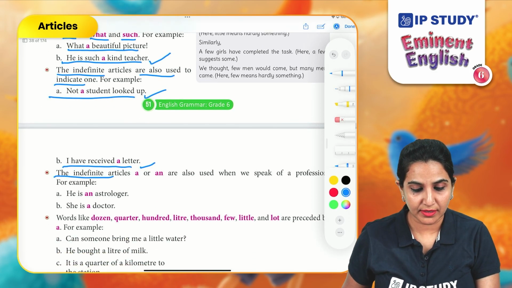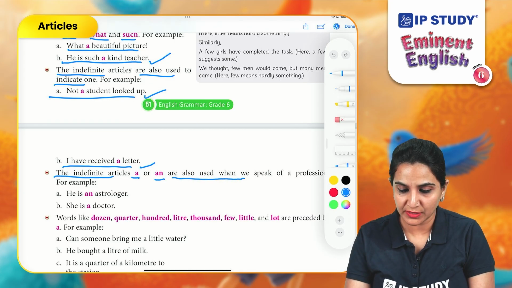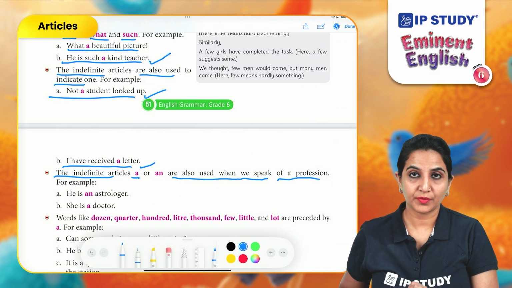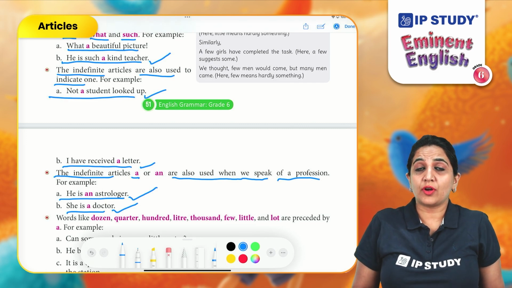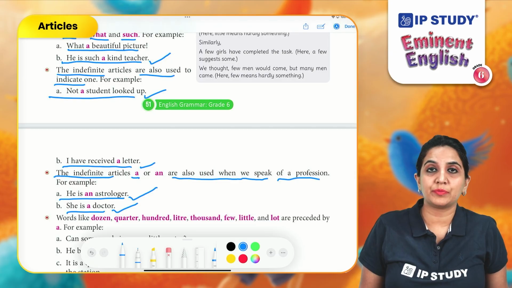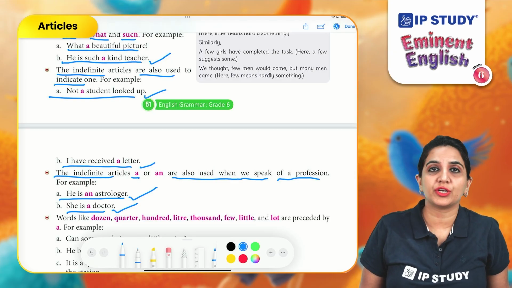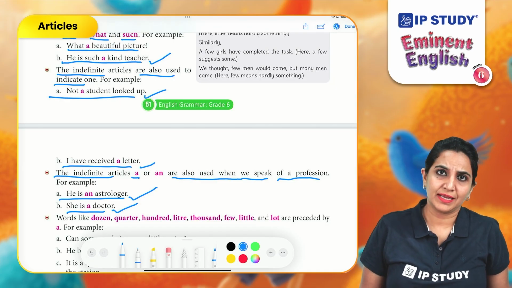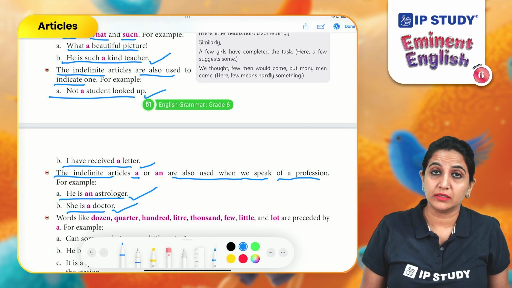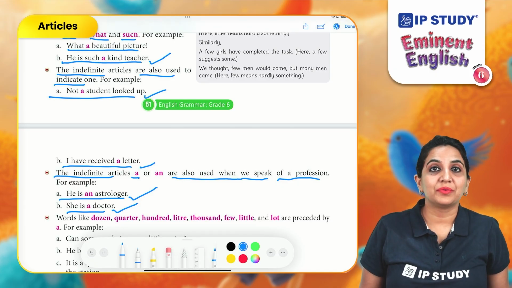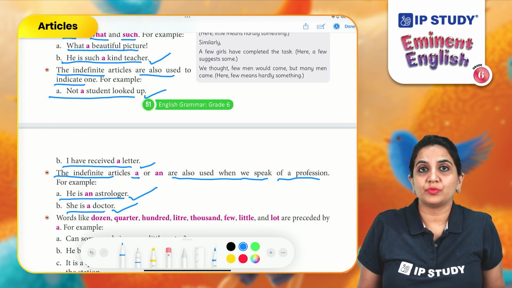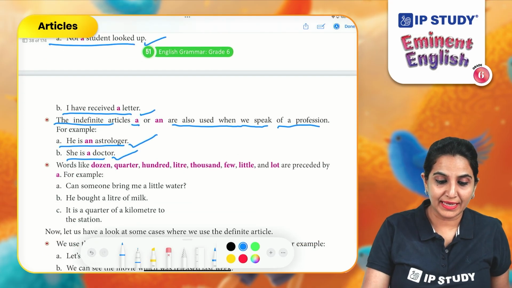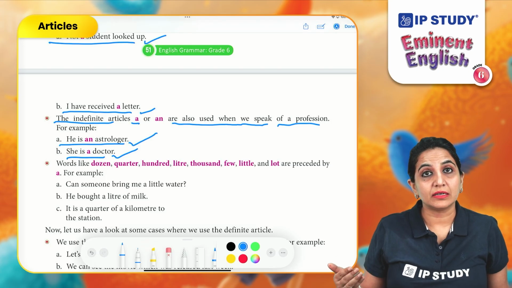The indefinite articles a or an are also used when we speak of a profession. For example, he is an astrologer. She is a doctor. Again, you're not referring to a specific person in that profession, but you're referring to the profession in general. Therefore, we will use indefinite articles. Now, how do you decide whether you can use article a or article an? Very simple. The one that begins with a vowel sound, we will use article an. And for the one which begins with a consonant sound, we use article a for them. Like, he is an astrologer, she is a doctor.